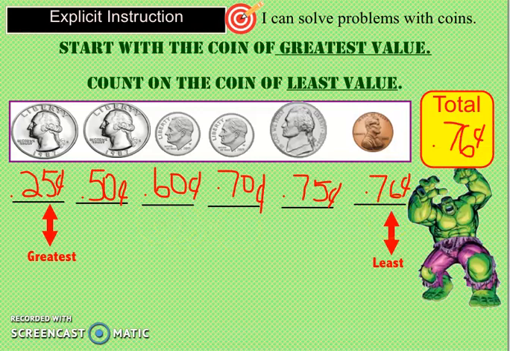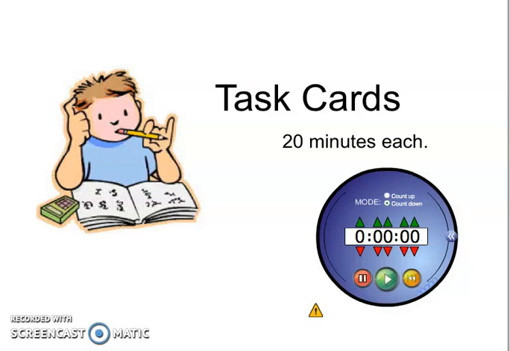All right, guys. So now let's put this into practice. What I want you to do is take a moment to go onto Google Forms and start your task cards. Use your coin chart to help you in case you need to know how much our coins are worth, and use a little scrap paper if you need to add them up on the side to help you as well.